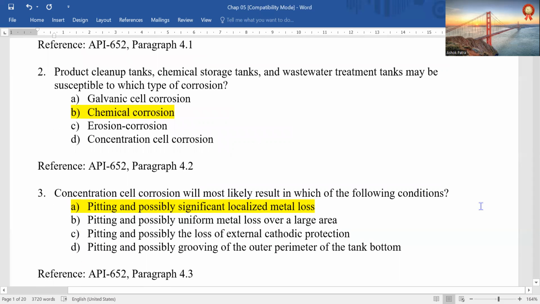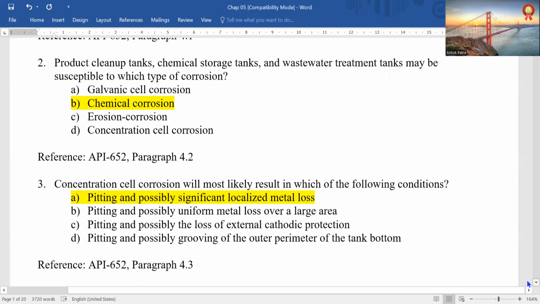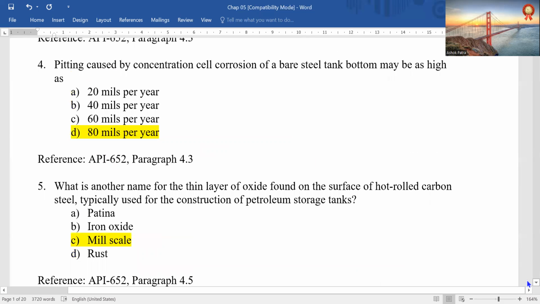Product cleanup tanks, chemical storage tanks, water heat treatment, wastewater treatment tanks may be susceptible to which type of corrosion? Chemical corrosion. Concentration cell corrosion will most likely result in which of the following conditions? Pitting and porosity, significant localized metal loss. Pitting caused by concentration cell corrosion of bare steel tank bottom may be as high as 80 mils per year.